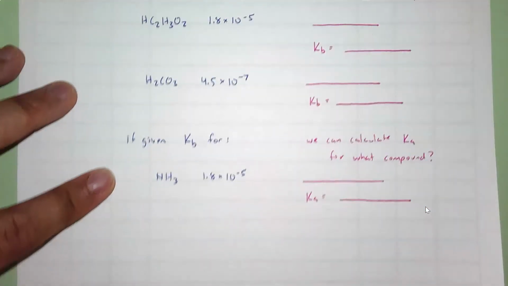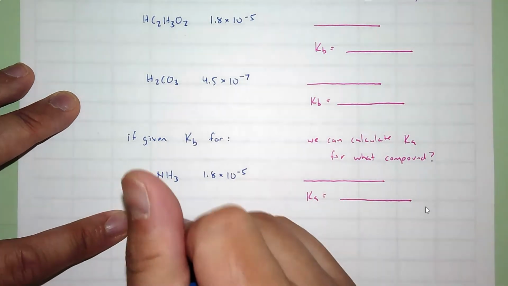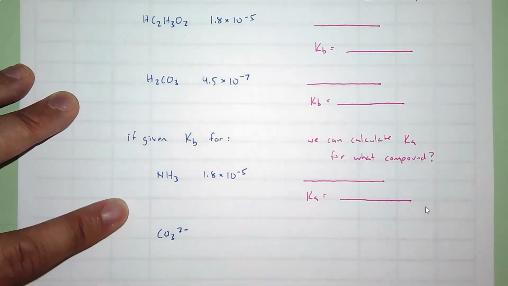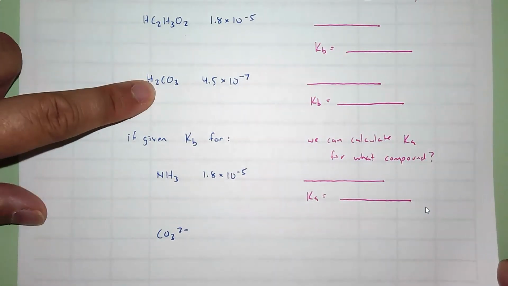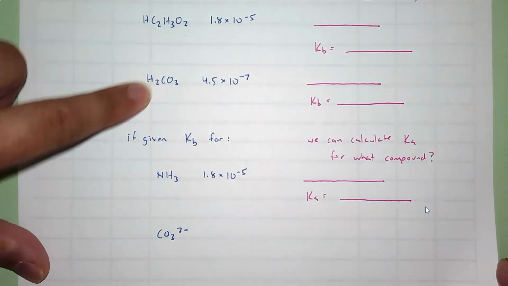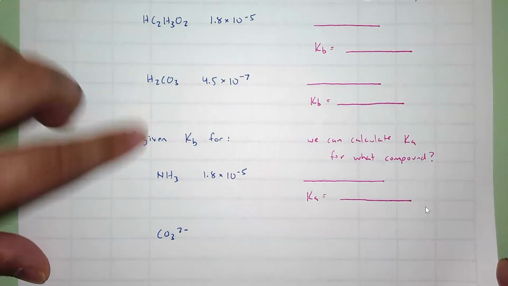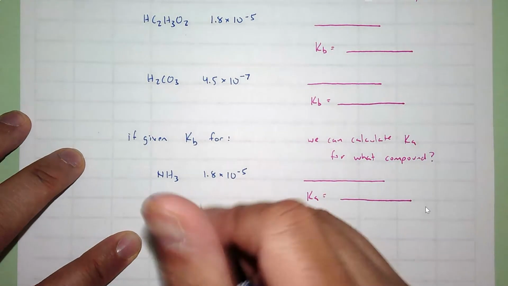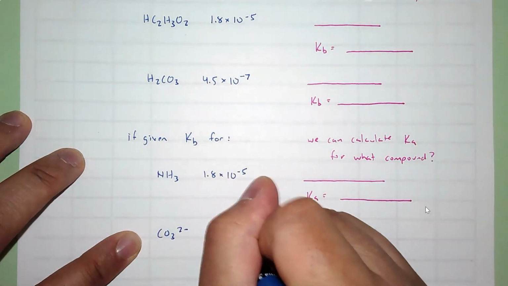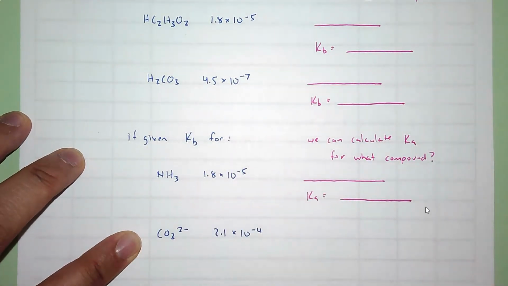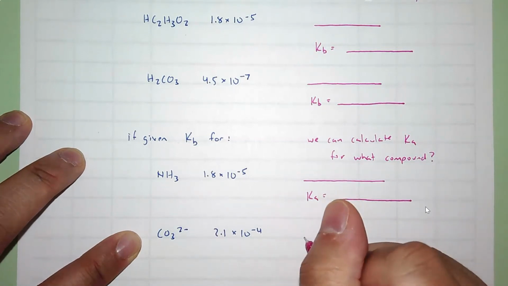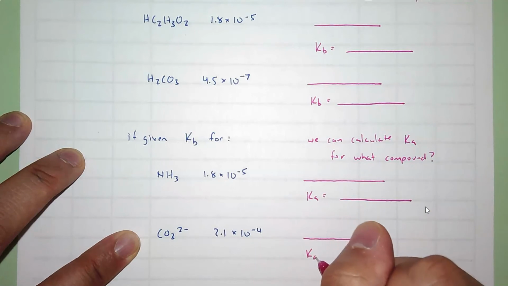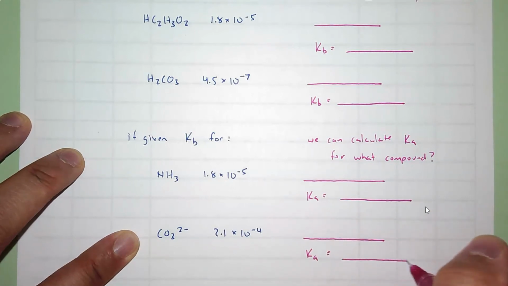One last one. Let's take another base. This one's interesting. CO3 2 minus. Ooh. See, we have a carbonate up here as carbonic acid. Here we have just plain carbonate. That has a Kb of 2.1 times 10 to the minus 4. And again, what are you figuring out the Ka for? What molecule? And the Ka equals what numerical value?